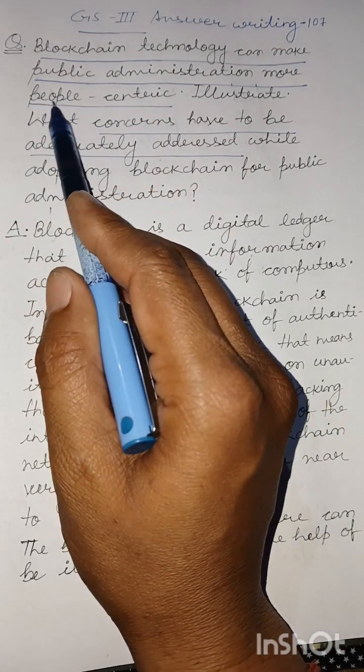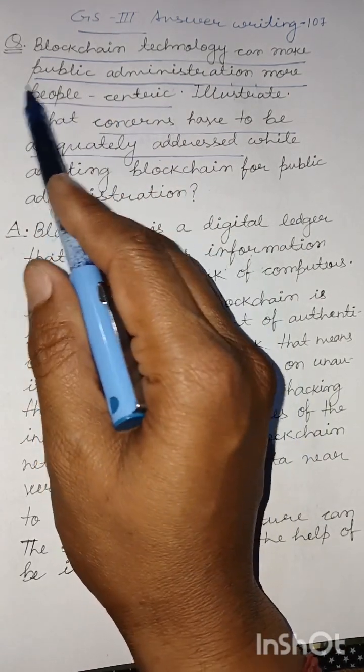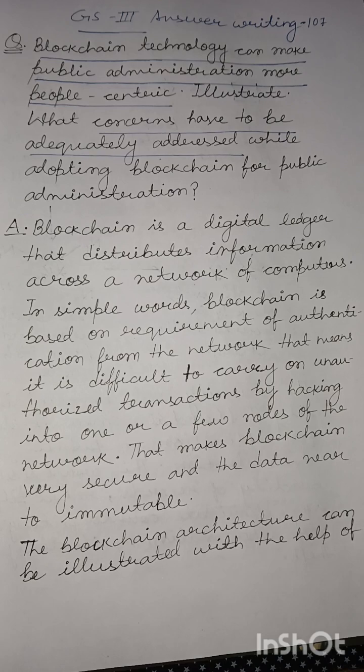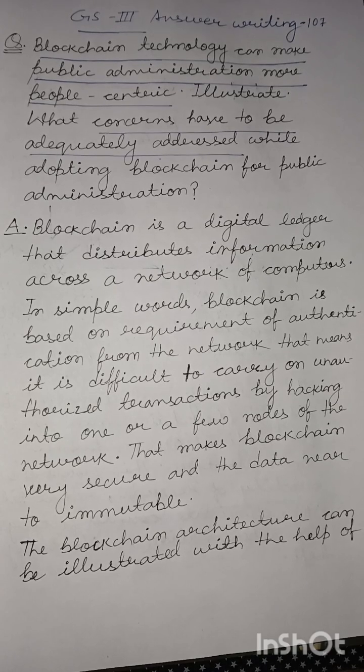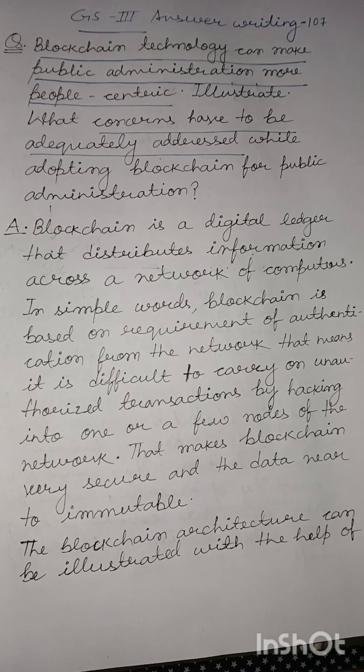What should strike you is the phrase people-centric. The question itself says that blockchain technology can potentially make public administration people-centric. Naturally, it begs the question: what does people-centric mean? When we are talking of a people-centric administration, rather than formally defining it, we can understand it through its traits. What are the traits that would define a certain public administration as people-centric?